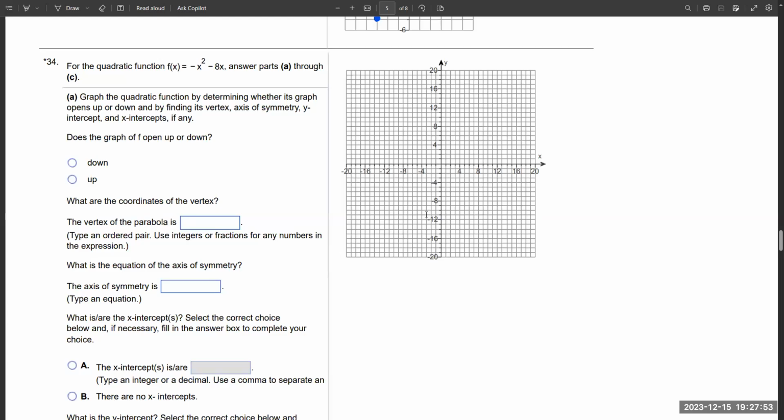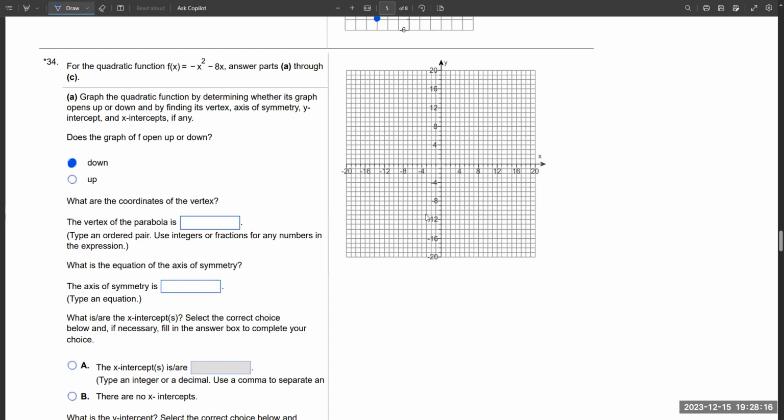In this video, we're going to analyze the graph of some quadratic equations. So we've got parts A through C that we're going to work on. First question here is whether this parabola is going to open up or down. And it's going to open down because the leading coefficient here is negative.